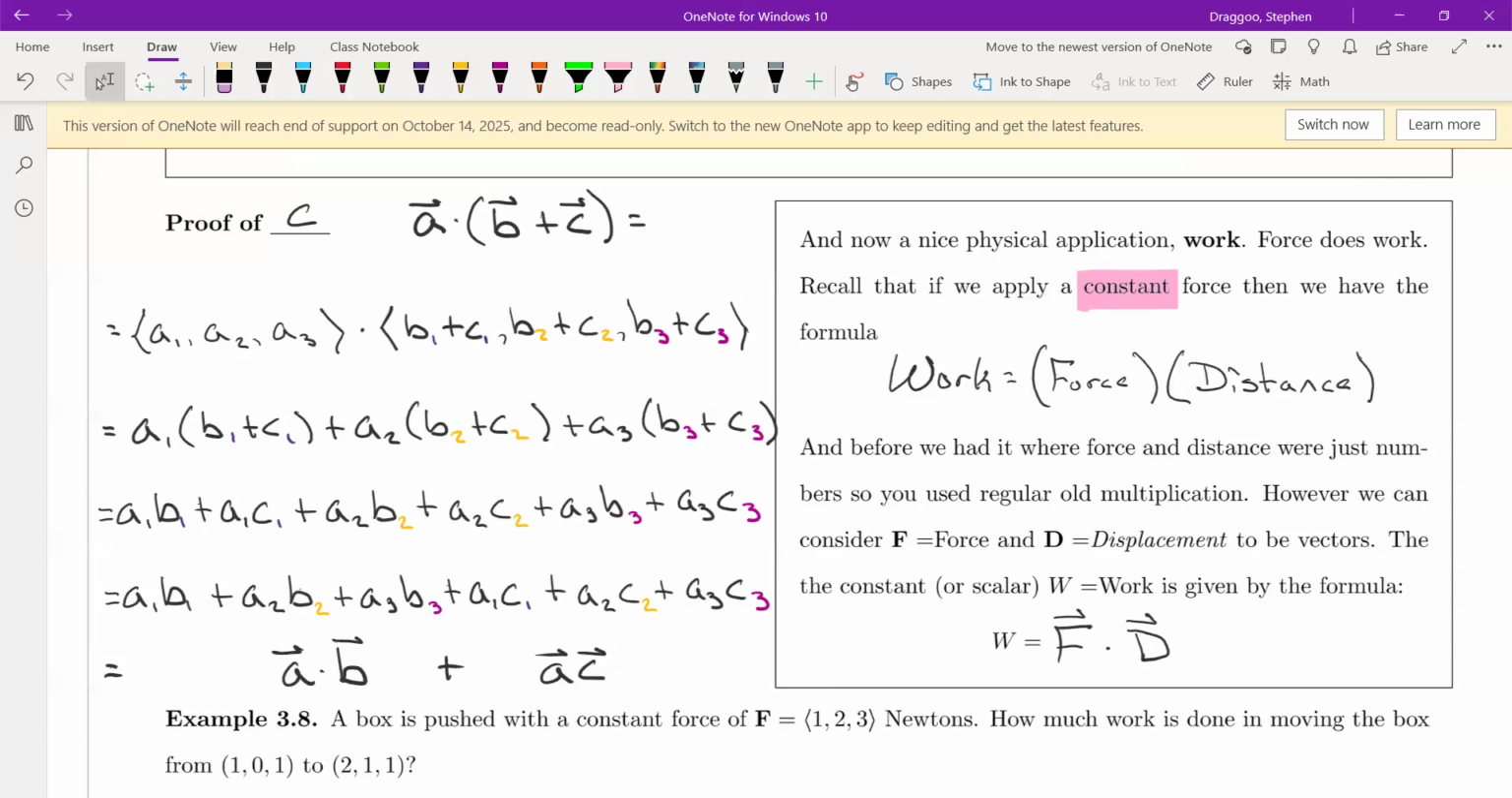And then I just rearranged all of my terms in the second to last step so that all of the B's ended up on the left, while all of the C's ended up on the right. And then I can see that's just the dot product for A and B plus the dot product for A and C. In case you wanted to see that all out.